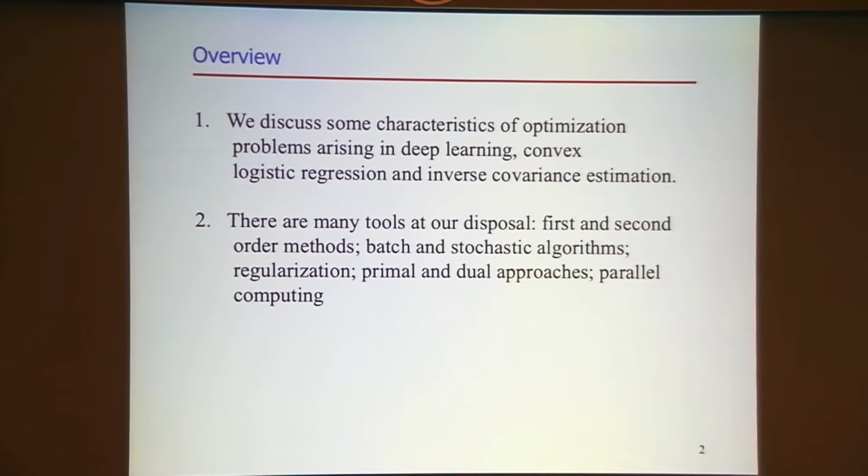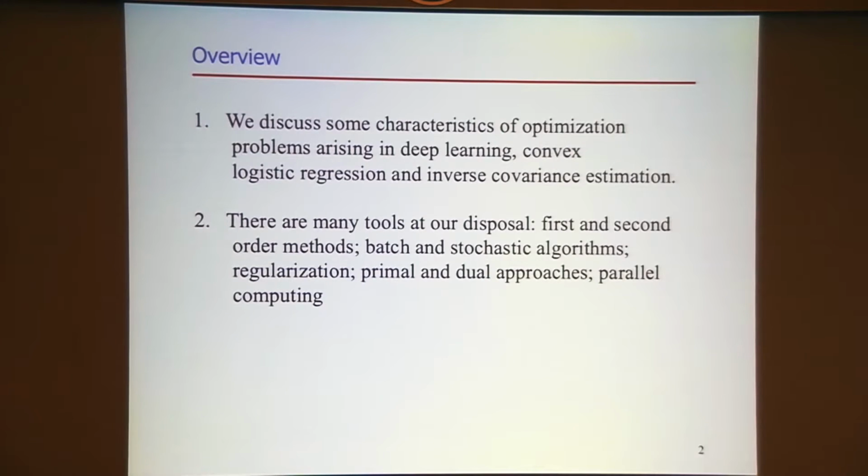All right, so from the optimization point of view, there are really many tools at our disposal for solving machine learning problems, for training and supervised training. There are first and second order methods. There are batch and stochastic algorithms. One can try to use regularization and promote sparsity. There are primal and dual approaches. And we have parallel and sequential computing environments. So that's a lot, and one can easily get lost. What is the right tool for the right problem?